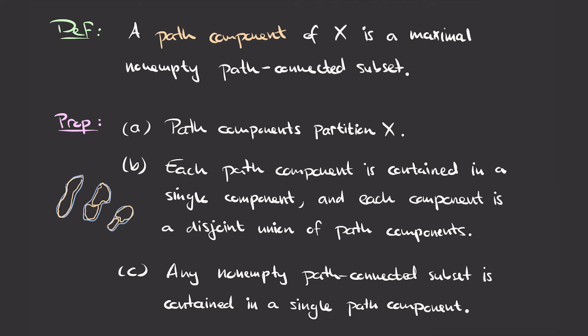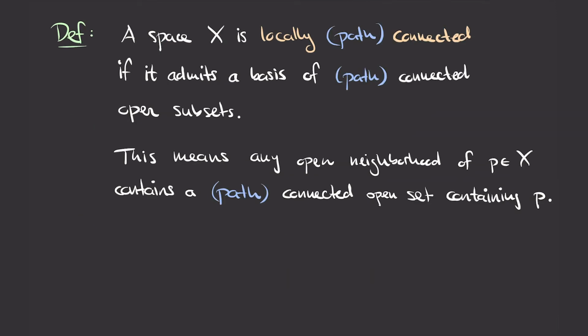So this way of viewing our space as being partitioned into components or path components, and the path components possibly being a finer partition, begs the question of what exactly is the relationship between these path components and the components. And that's something we'll look at in more detail next. For this, we'll need the following definition, which perhaps looks a bit complicated at first, and it's that of local connectivity and local path connectivity.